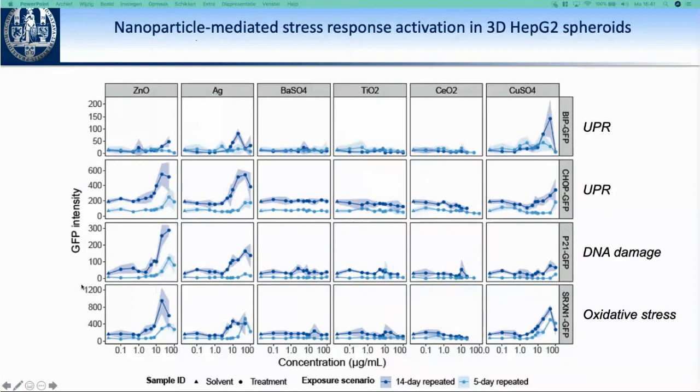So you can see that there's a dose-dependent induction of these stress response reporters for the different nanoparticles, and that it's also time-dependent. Here on the x-axis you see the different concentrations, and on the y-axis the GFP intensity that has been quantified for the 4 different reporters in this case. And you see that for the 4-day repeated exposure, in the dark blue, at lower concentrations the reporters are already being activated, while in the 5-day repeated exposure scenario, only at the highest 2 concentrations we see an activation of these reporters.